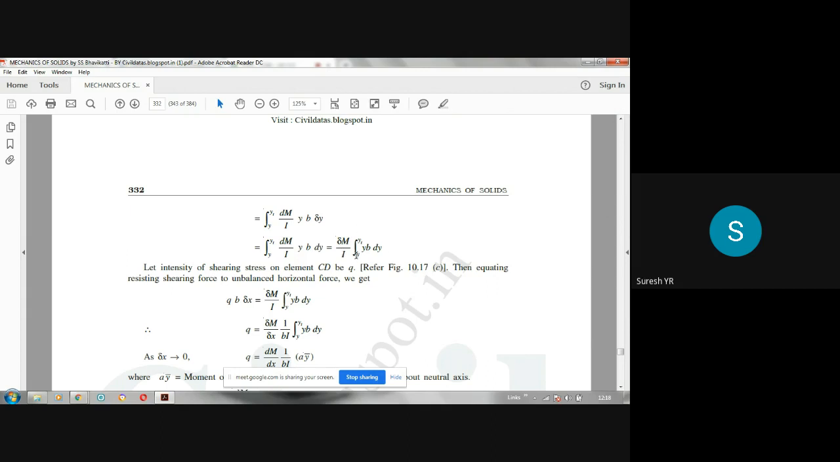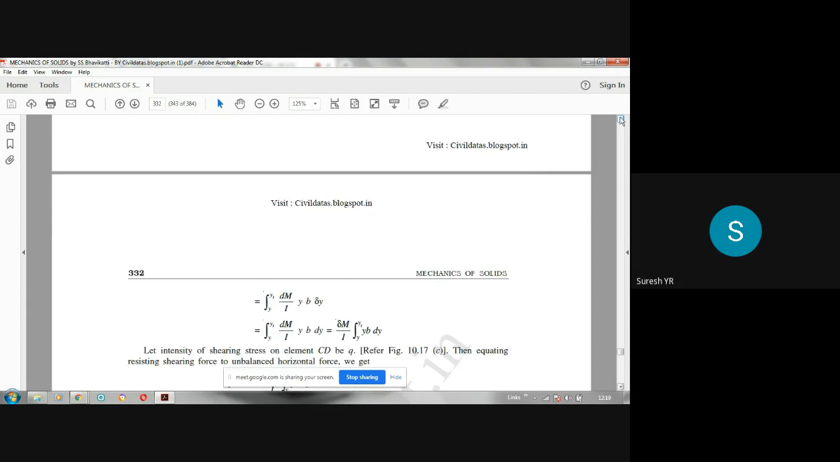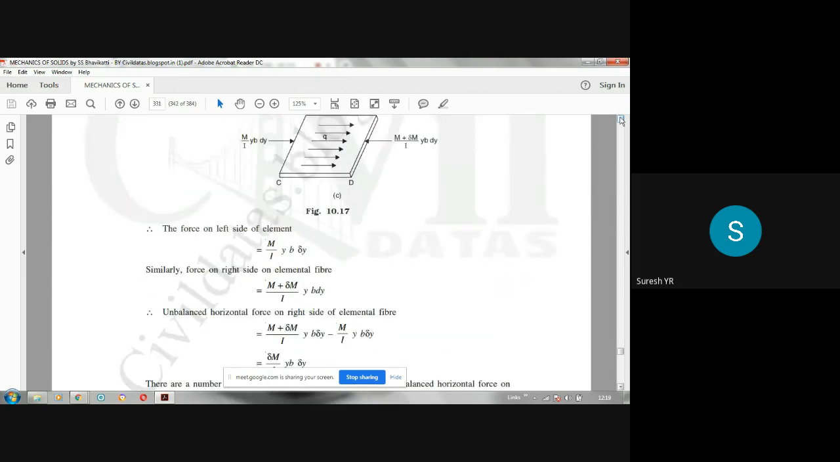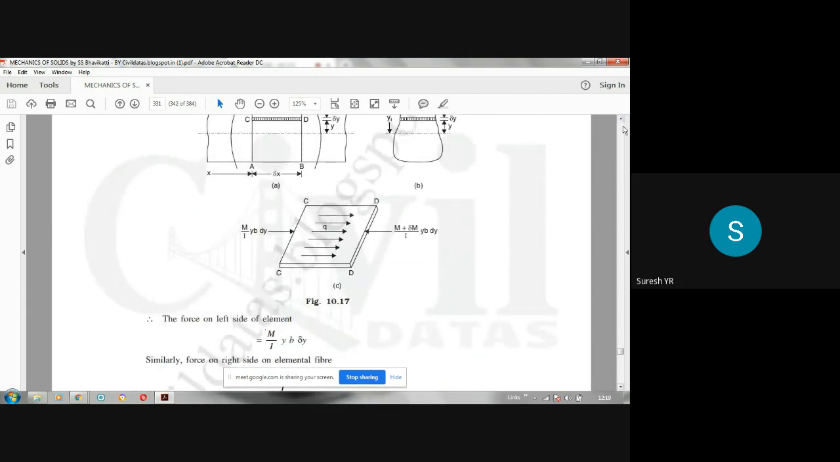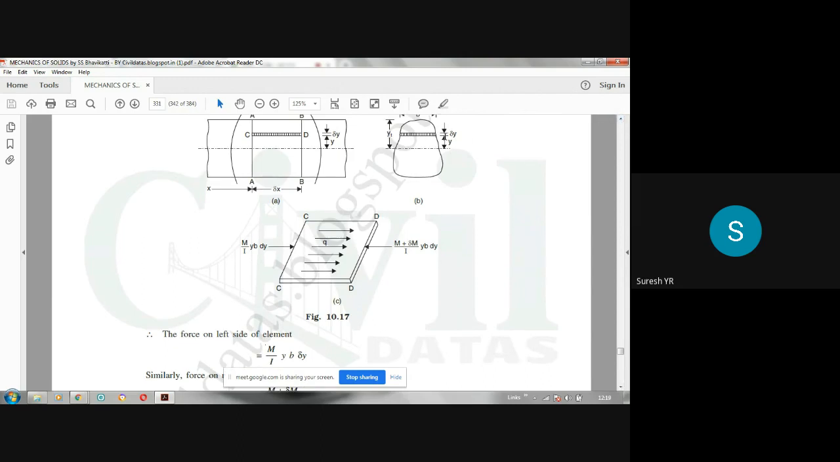Between the limits y to yt, we are taking the sum of the unbalanced horizontal forces above that layer CD. Above the layer CD, the limits of integration will be from y to yt. From this y to here, you have to take it. So this is the unbalanced force due to the moment that exists between these two points.